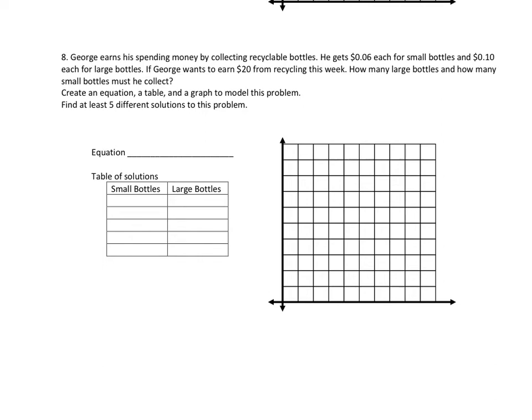But on this one, I didn't tell you what to use for X and what to use for Y. So some of you are going to use X for the small bottles and Y for the large bottles. Some of you are going to use X for the large bottles and Y for the small bottles. It won't matter, but our graphs will look different. So some of you might have a graph that looks like this, and that would be okay, probably. And some of you might have a graph that looks like this, and that would be okay, probably. It depends on what you use for X and what you use for Y.